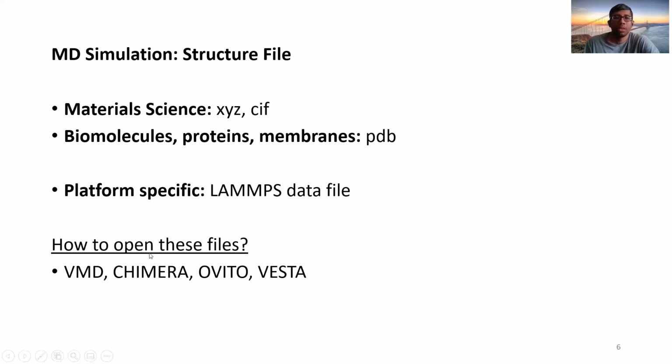Now, how do I open or read or visualize these files? There are several options for that. Those are also particular to your system or your approach to solving problems in your field. Several popular options are VMD, Chimera, Ovito, Vista. For example, for a biomolecular system, generally you use VMD or Chimera. For material science, you generally use Ovito or Vista.